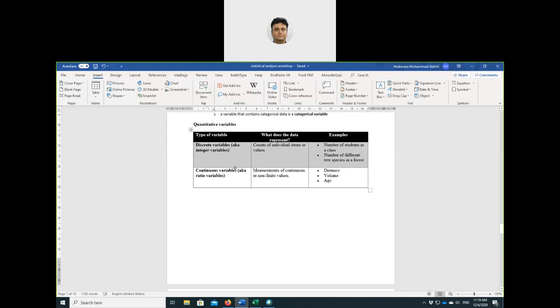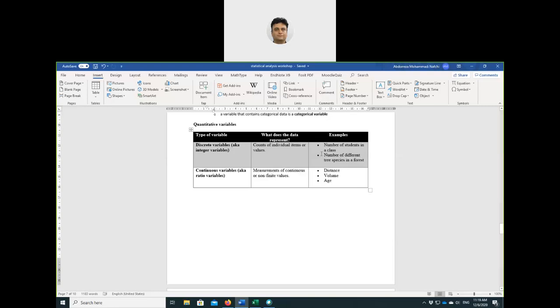In statistical software, both are mostly categorized the same, as numerical or quantitative. But there is a difference between discrete and continuous. Here, the number of students, for example, is 22 students, or maybe 23. We do not have 22.3 students. We have 22 students.